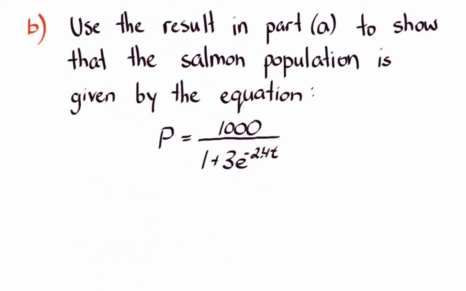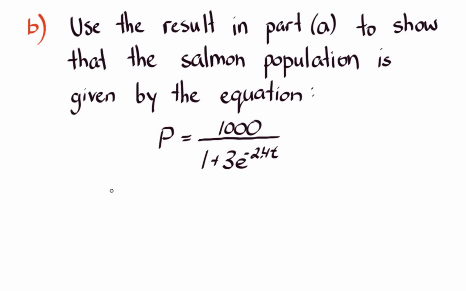Use the result in part A to show that the salmon population is given by the following equation. P equals 1000 over 1 plus 3 times e to the power of minus 2.4t. So remember, we're dealing with the logistic equation here, so this does look different to what we've seen previously. Also note the negative here. You might think that's a little bit funny at first, given that the salmon population is going to grow, but keep in mind as well that this is on the denominator of the fraction.